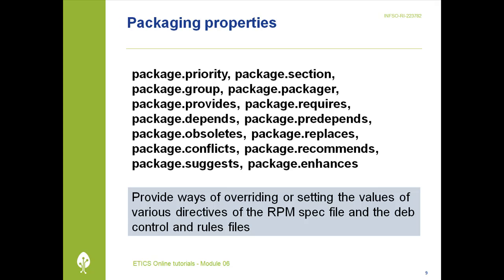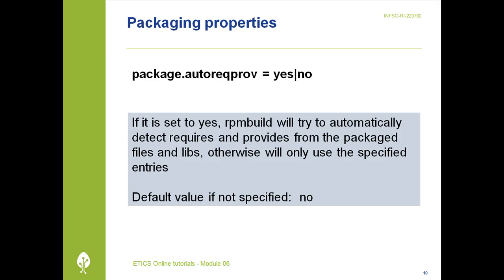Similar properties exist to define pre- and post-installation and removal scripts. The RPM build program has a feature that allows a package to detect its requirements from the package list of files and libraries. This powerful feature can sometimes make it difficult to track the exact dependencies of a package, and many users disable it. ETICS by default disables this feature, but it can be activated by using the auto-rec-prov property.